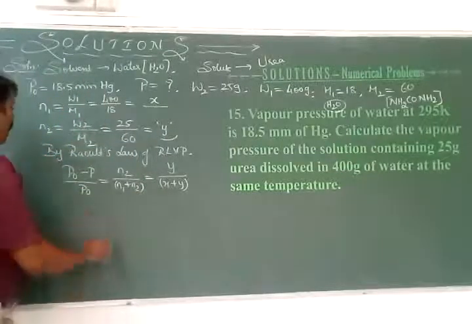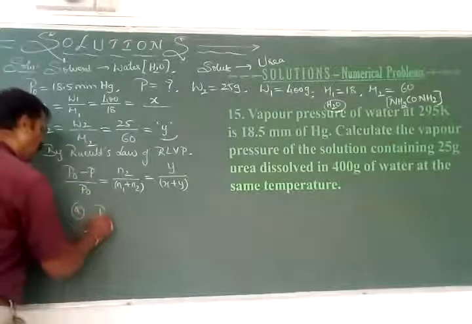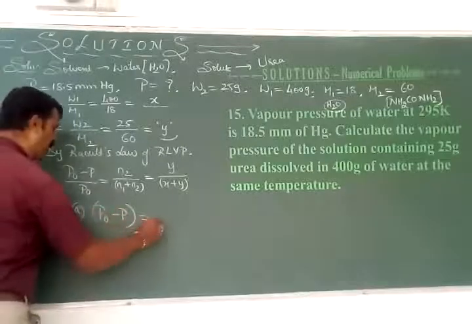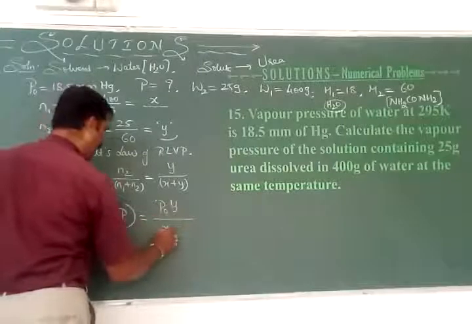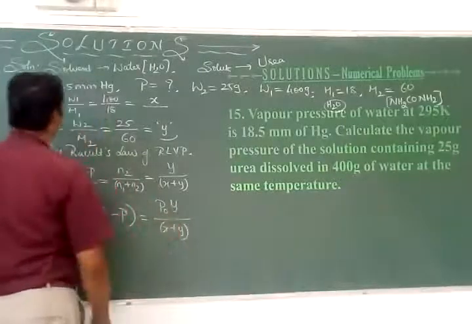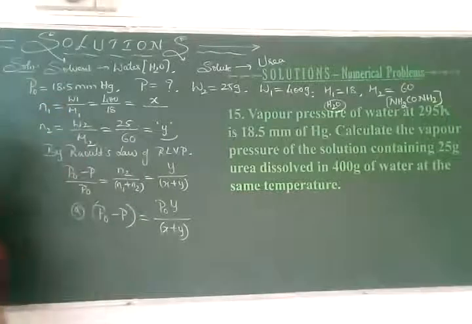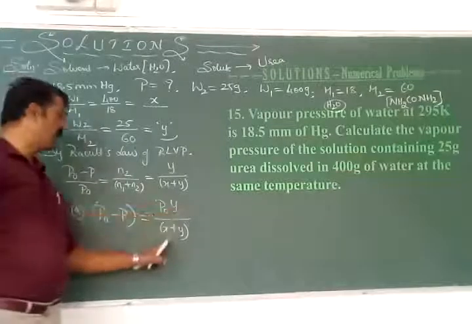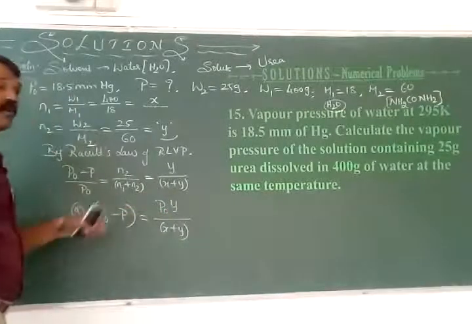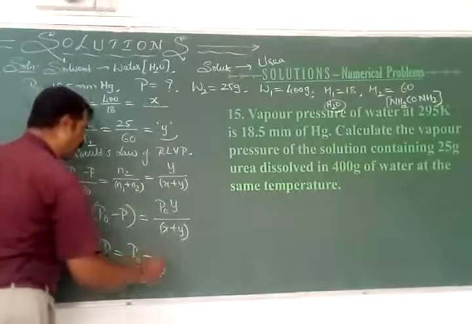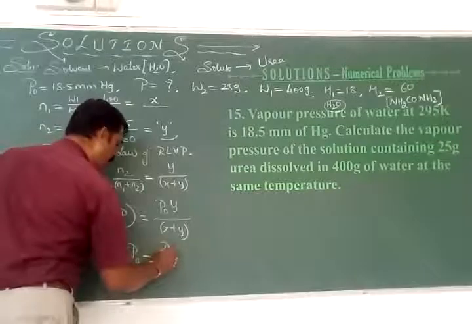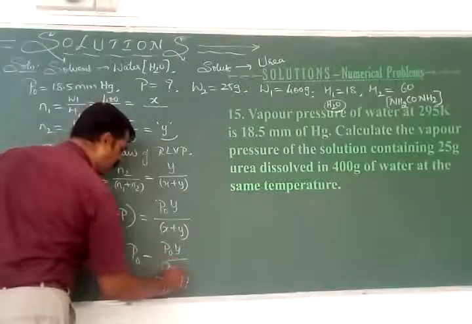What is P naught minus P here? It is P naught into Y divided by X plus Y. P naught is already given, 18.5, into Y. We have to calculate X and Y so that we get the value of P naught minus P. Therefore, P is P naught minus P naught Y divided by X plus Y.